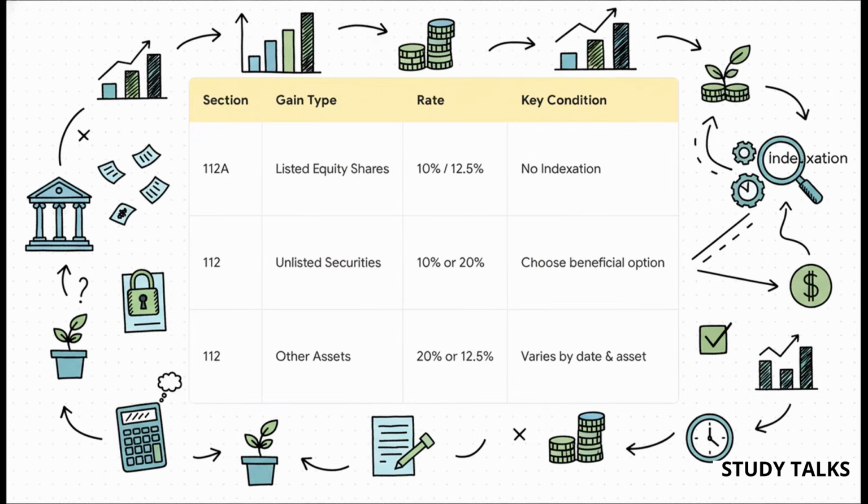Section 112A for listed shares has its own special rate, but the catch is you don't get the indexation benefit. Then you have Section 112 for other assets. The default there is 20% with indexation. But, and this is a classic exam point, for certain assets like unlisted securities, the law gives you a choice. You can pay 20% with indexation, or you can choose to pay a lower 10% rate without indexation. Your job in the exam is to calculate the tax both ways and pick the one that's lower.